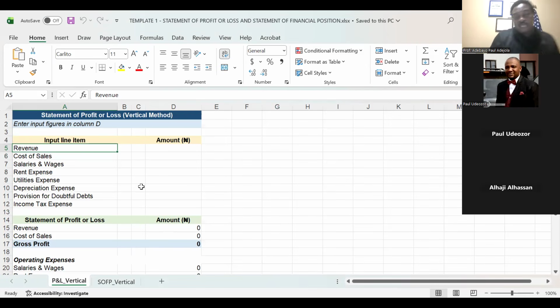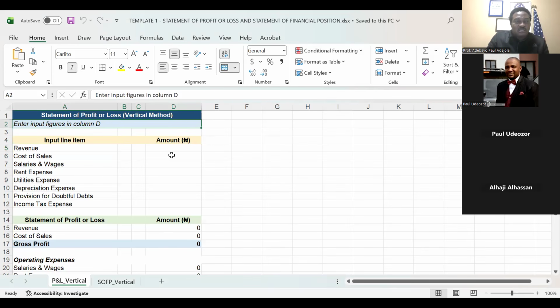But this time around, I did not do that. What I've done is another way, which will make our work easier. Check: statement of profit or loss, vertical method. Enter input figures in column D.